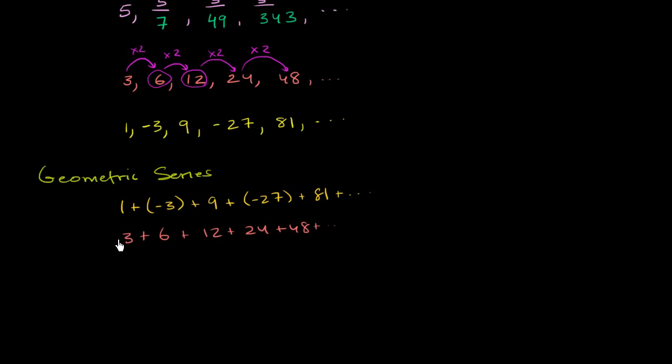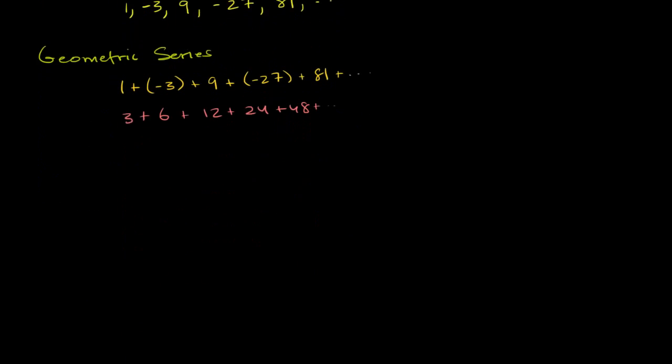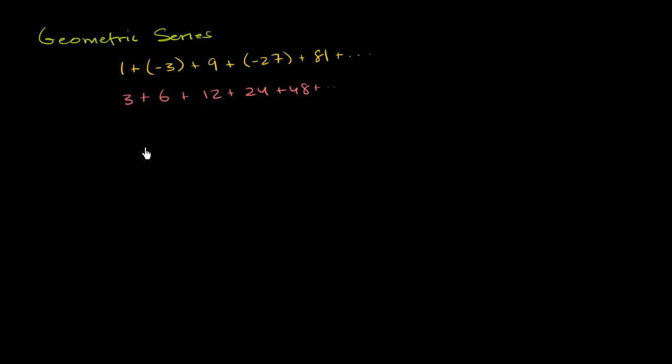So how would we represent this in general terms, and maybe using sigma notation? Well, we'll start with whatever our first term is. And if we want to speak in general terms, we could call that A, our first term. And then each successive term that we're going to add is going to be A times our common ratio, and we'll call that common ratio R. So the second term is A times R. Then the third term, we're just going to multiply this one times R. So it's going to be A times R squared.